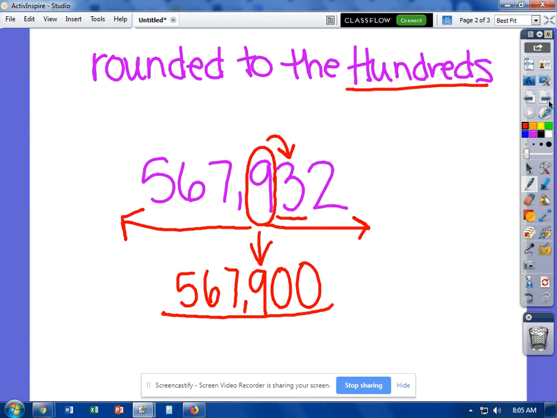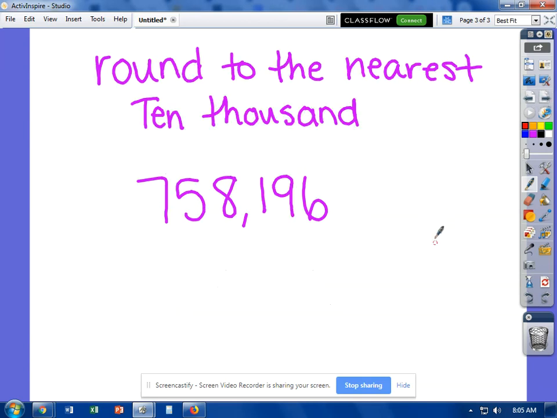Let's try one more example. In this example, we're going to round 758,196 to the nearest 10,000. Once again, the first thing I'm going to do is find the 10,000s place. Ones, tens, hundreds, thousands, 10,000s. I'm going to circle my place value, and underline the number directly behind it. My 5 is going to look back at the number behind it, which is an 8, and ask the 8, should I get bigger or stay the same?